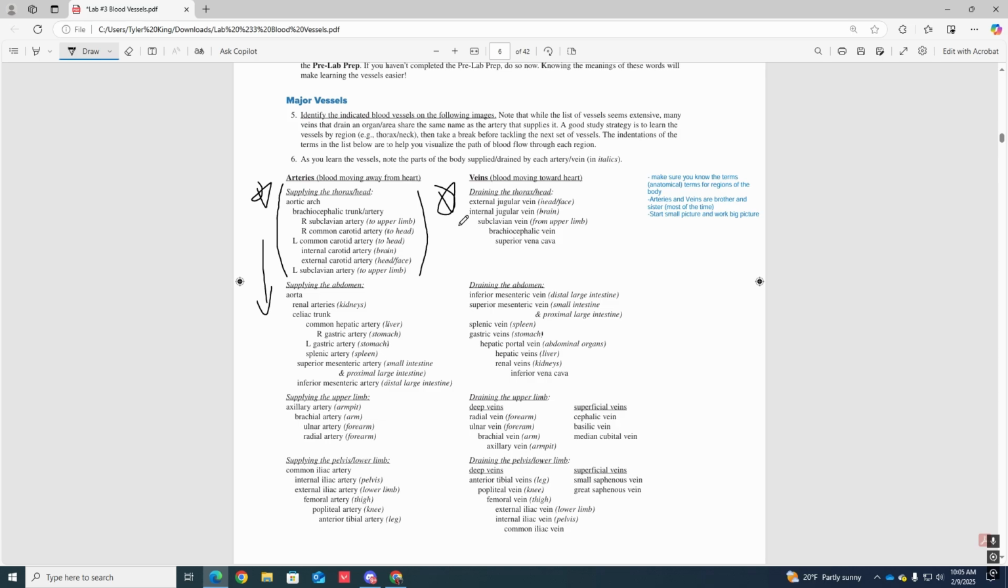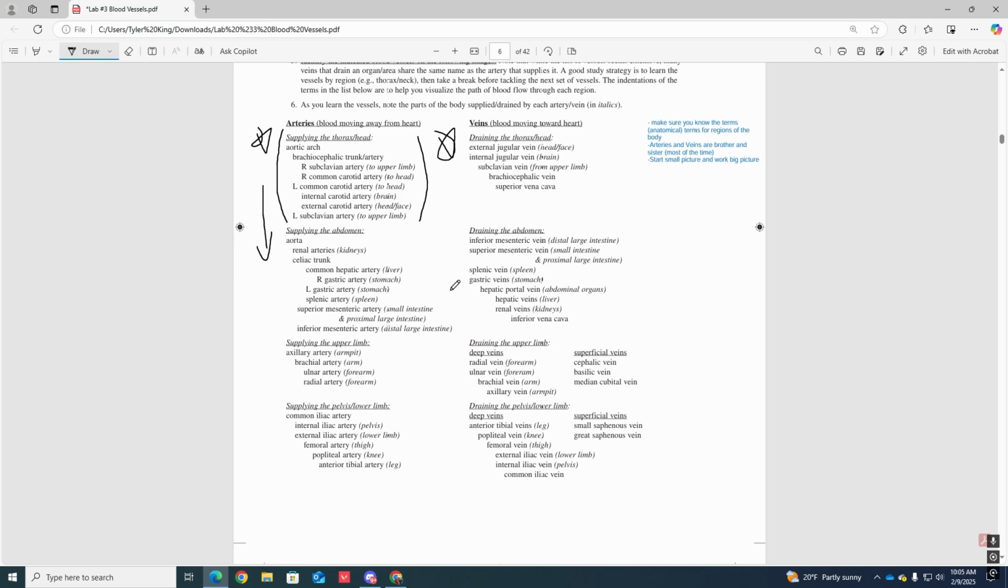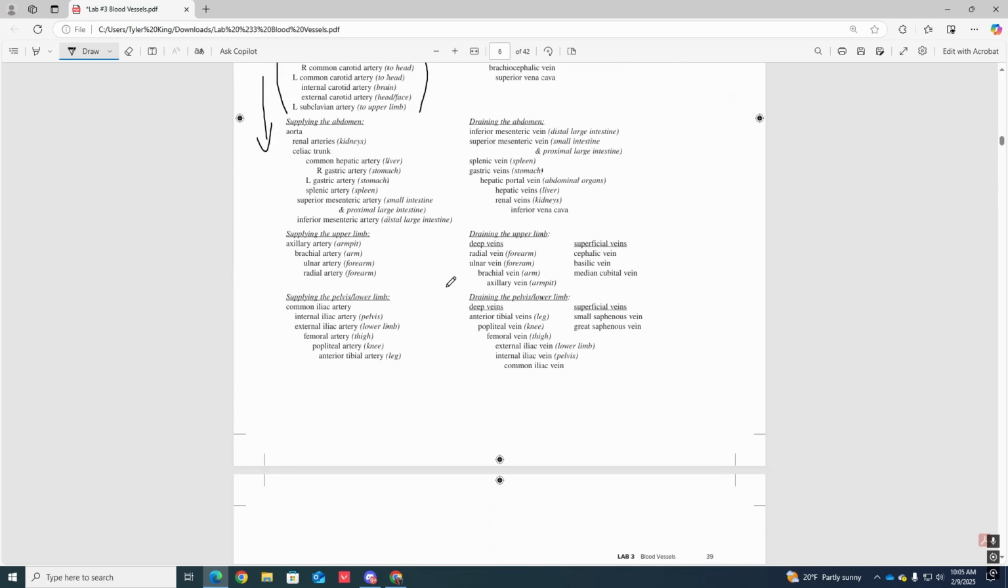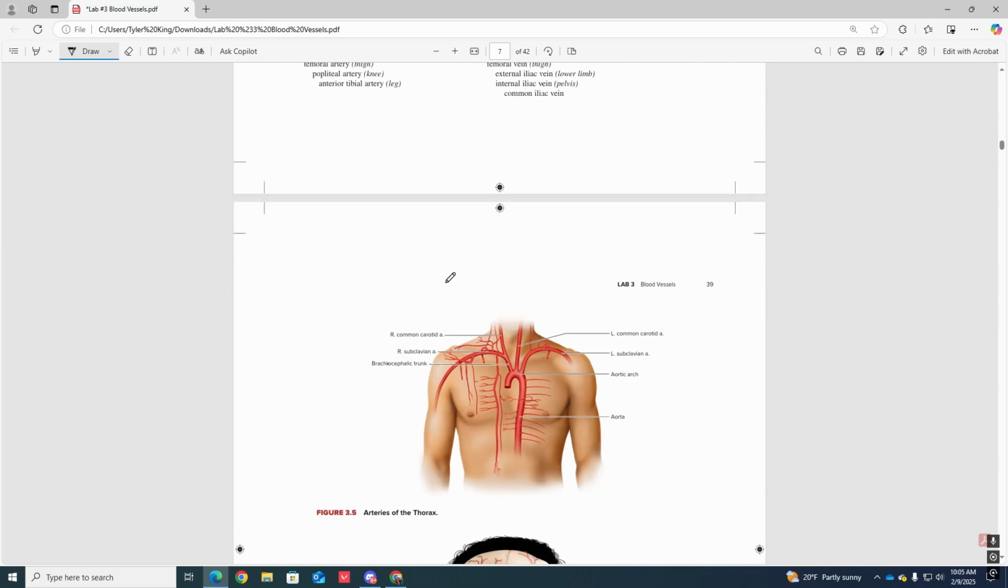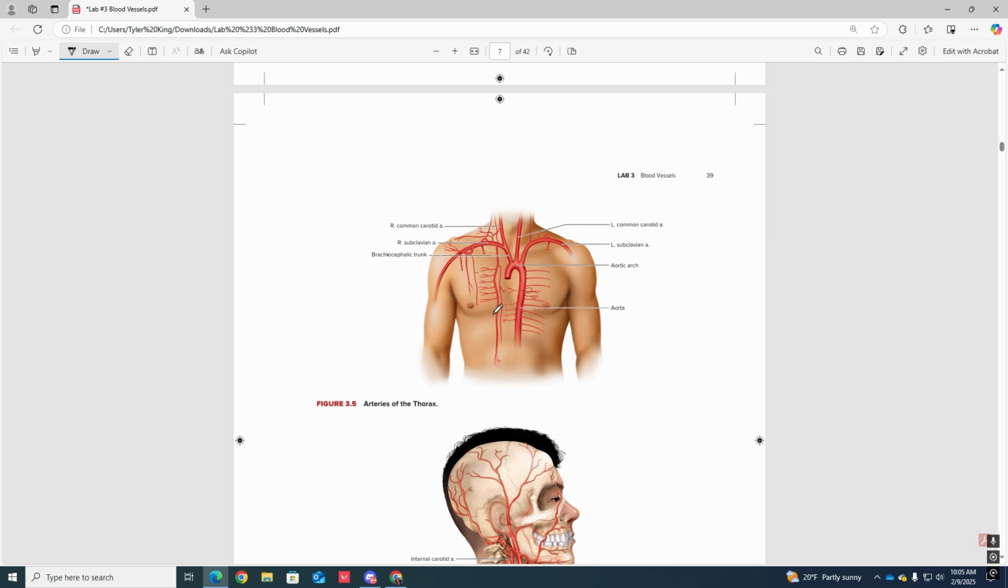And stay consistent with learning this stuff, okay? I promise, you all will be fine if you just stay consistent with this. All right? So, small chunks here. Let's see what we got here, okay?